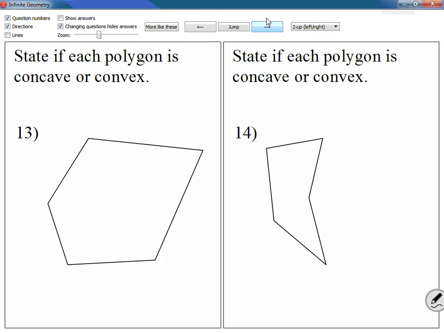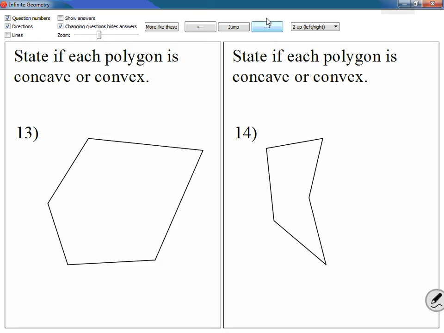Alright, let's take a look at number 13. Say if each polygon is concave or convex. So, for convex, I know they're all the inside, so I tried to see if it is concave. What I mean with concave is at least one diagonal outside. Can you guys remember 13? Can you guys see a diagonal? Can you guys connect a diagonal that is outside of the picture?